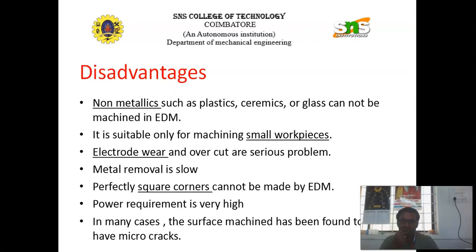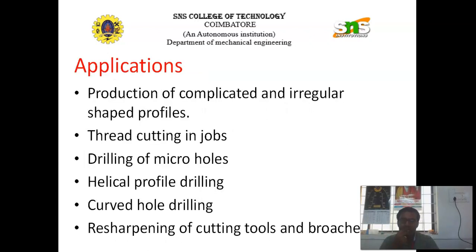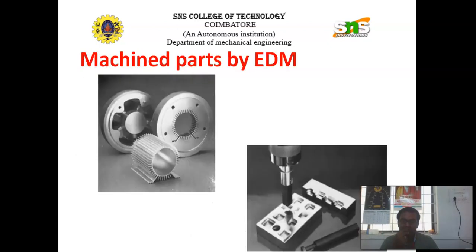Some of the disadvantages are that non-metallic materials such as plastic and ceramics cannot be machined with the help of EDM. It is only suitable for smaller workpieces. Perfectly square corners cannot be made with an EDM. Applications: thread cutting in jobs, drilling of micro holes, helical profile drilling, curved hole drilling, resharpening of cutting tools and broaches, etc. This is some of the output produced with the help of an EDM machine. Thank you.